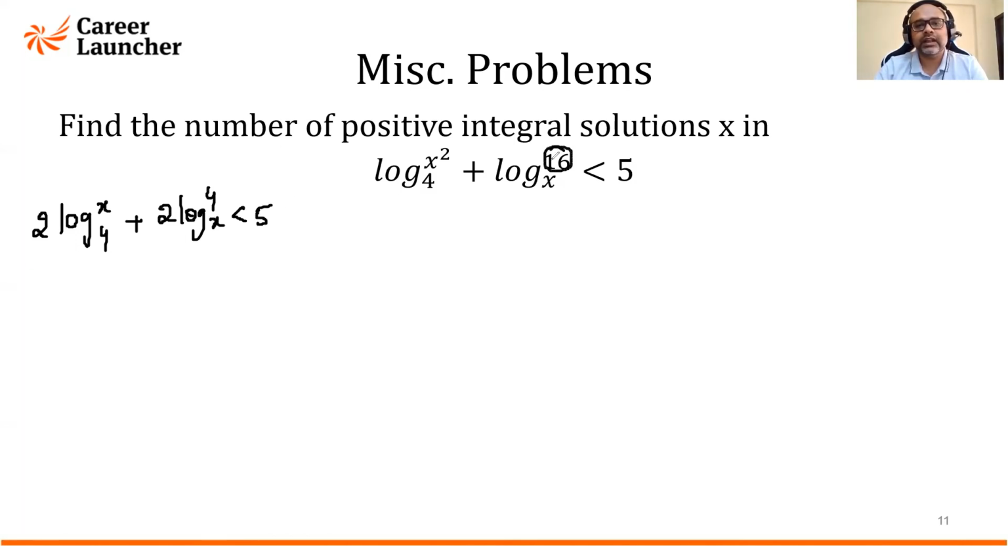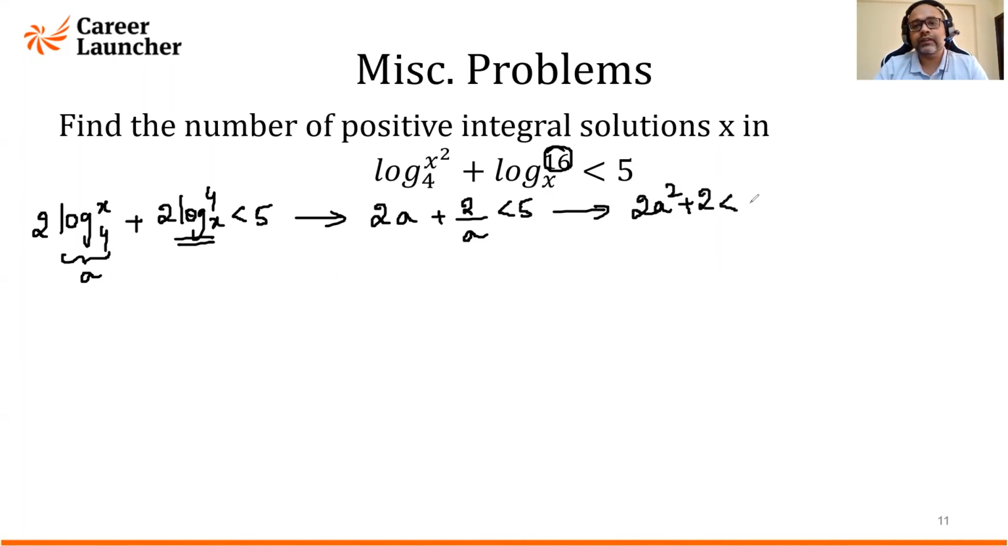I'm writing the 16 as 4 square. Then what do I get from here? If I call this log x base 4 as a, I get 2a plus 2 by a less than 5. I took the logarithm to the denominator, because I can use the inverse law of logarithm. So then this becomes 2a square plus 2 less than 5a.